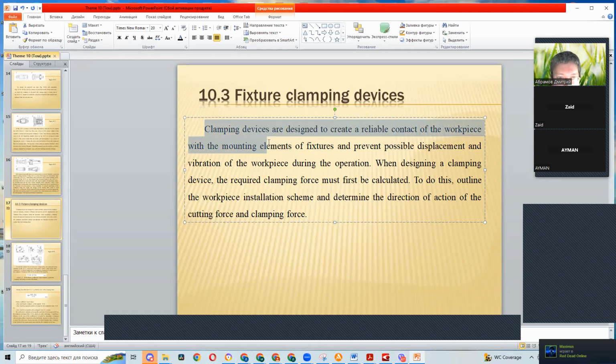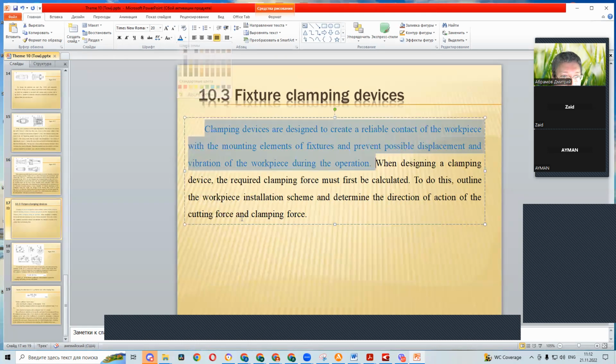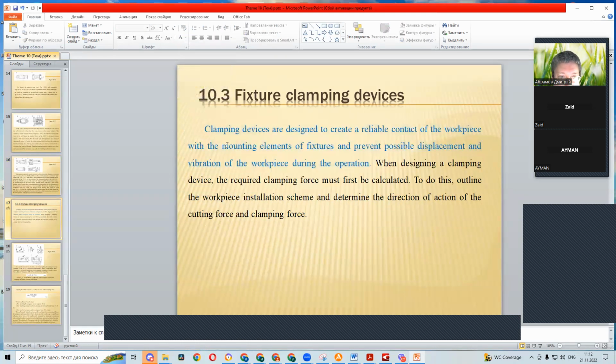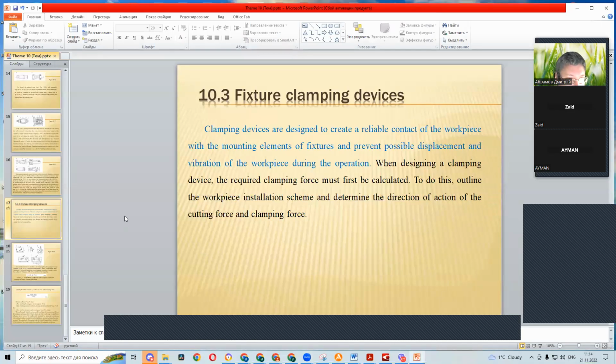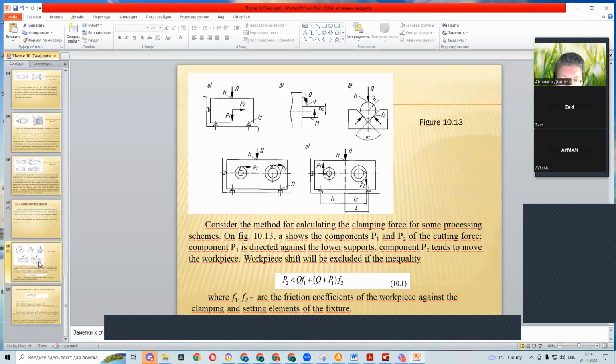So please write down to your notes about the clamping device. What is the clamping device? This part of the slide, write down to your notes. And we continue.